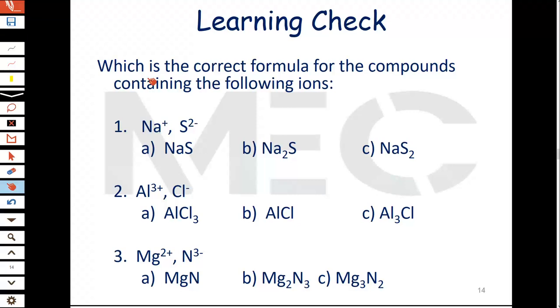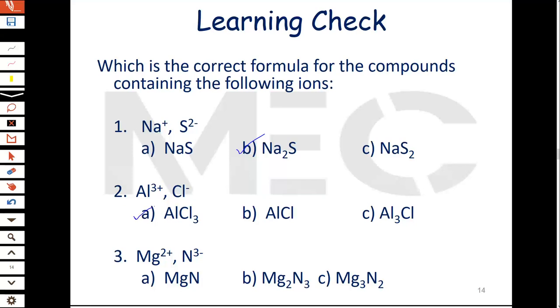Okay, let's do some practice here. Which is the correct formula for the compound containing the following ions? So a compound that has sodium and sulfide will be Na2S, right? Because 2 sodium is needed to balance the charge of a sulfide. Okay, so let me tick this one. And another one, number 2, aluminium and chloride. So 3 chloride are needed. 3 chlorides are needed to balance the charge of aluminium.